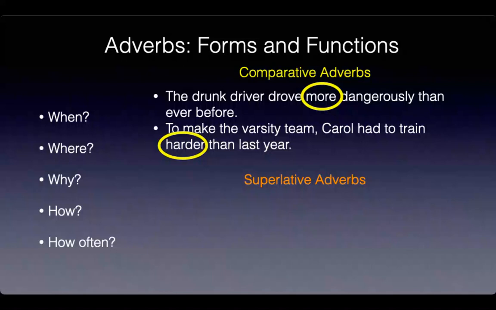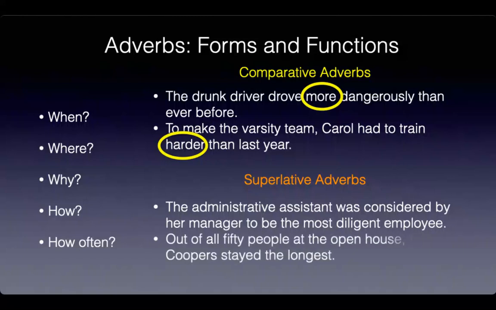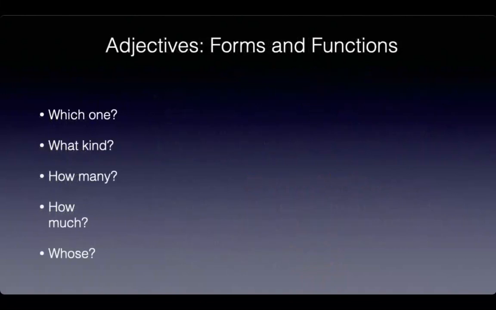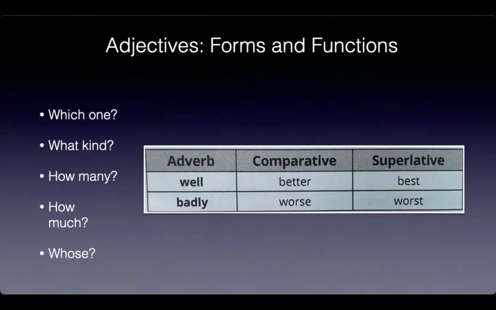When comparing more than two actions, add the word most or the suffix est to form a superlative adverb, and that again is for when you're comparing more than two. The administrative assistant was considered by her manager to be the most diligent employee. Out of all 50 people at the open house, the Coopers stayed the longest. Comparisons using the adverbs well or badly are formed in a slightly different way, as is shown on this table.